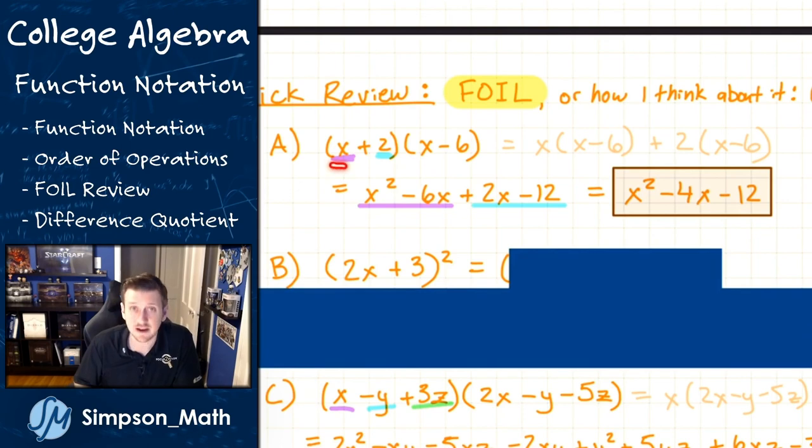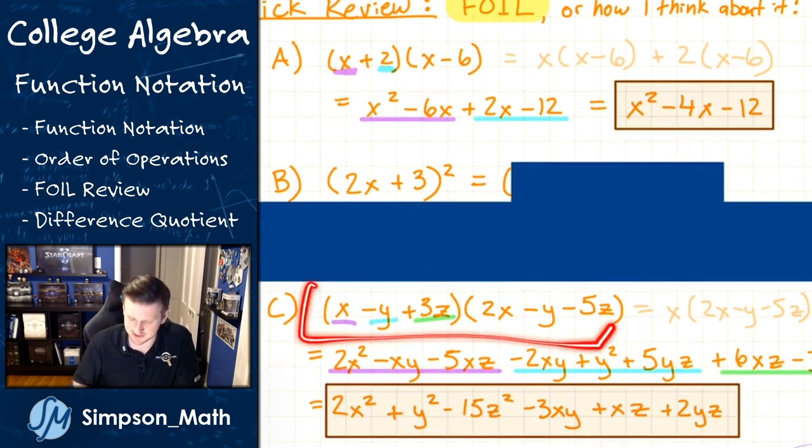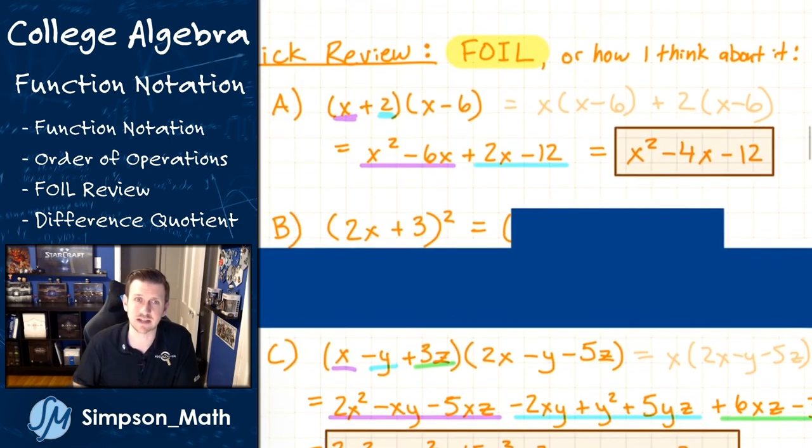So if I have x plus 2, both of those, times x minus 6. You might have, like I said, had a teacher who was like, do first, and then do outer, and then inner, and then last. Sure, if you're good with it and you like it, do it. But FOIL, that acronym is going to fail when you're going to do something like this. So that's why I like to think of it as glorified distribution.